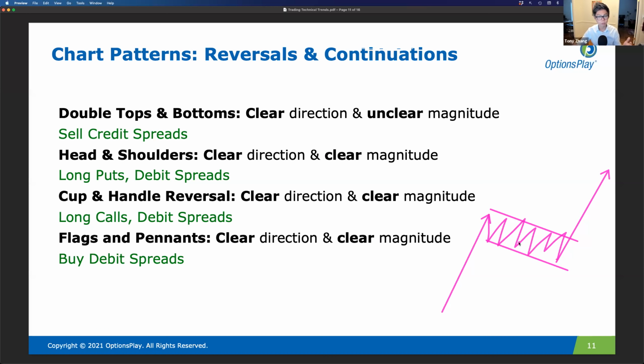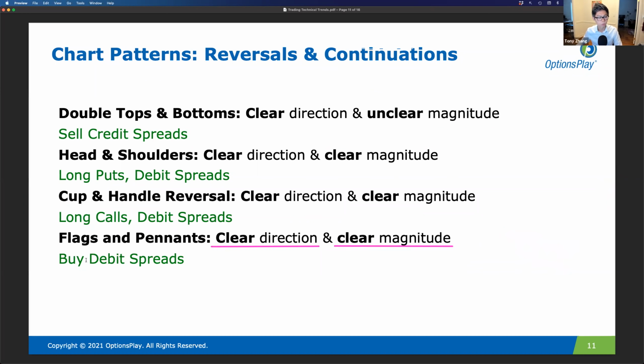But these are what we call continuation patterns, right? So double tops, head and shoulders, cup and handle, those are reversal patterns. That means the stock has reached a certain price and then it's now going to reverse. A continuation pattern is just a stock moving in a particular direction, it has a period of rest, and then it continues in the same direction. And these will usually also have a clear sense for direction and a clear sense for magnitude. So buying a debit spread typically is the best way to trade these.